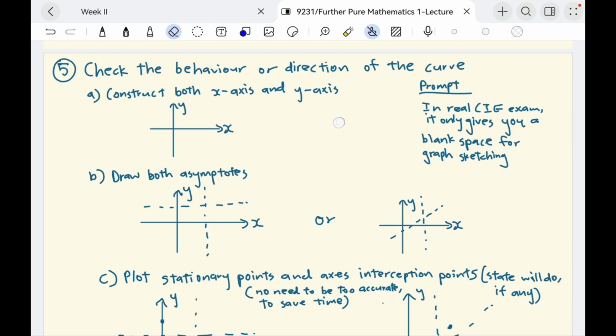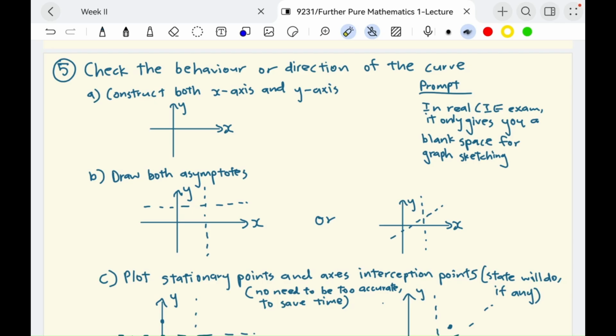So here is the prompt. In the real CIE exam, it only gives you a blank space for graph sketching. Remember that in every A-level external examination for 9231 FP1 paper 1, for the rational function graph sketching, it only gives you a blank page. That is the space for you to sketch the graph.